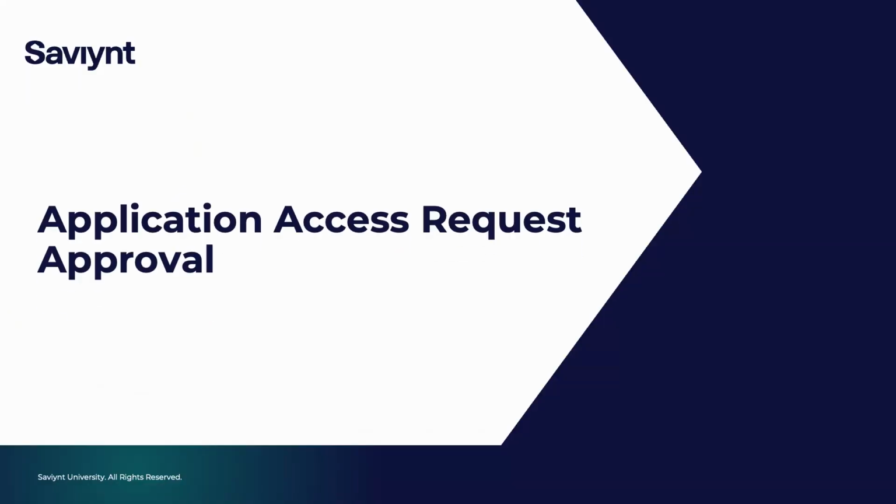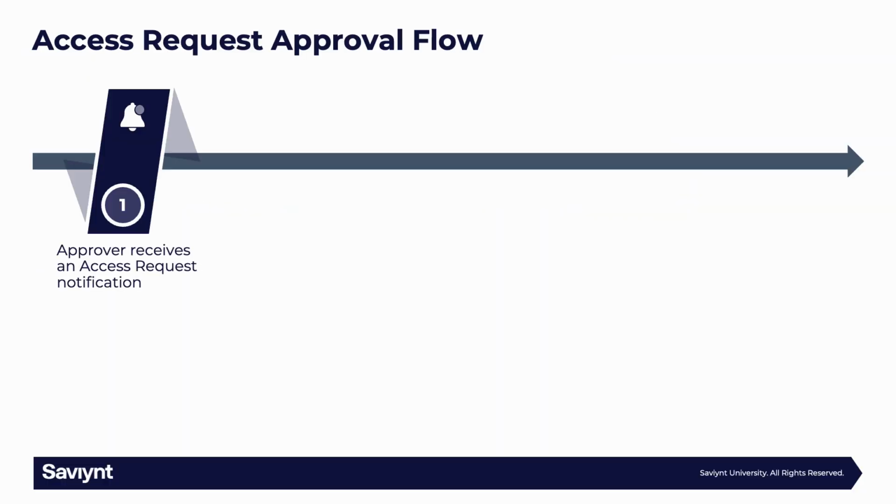Now let's look at the access request approval flow in Saviynt. The approval process begins when the approver is notified of a new access request. They can access the request via the Saviynt web interface, which is compatible with mobile browsers, or directly through an actionable email, making it convenient to respond virtually from anywhere.